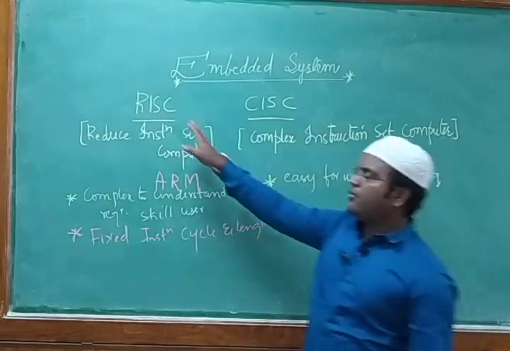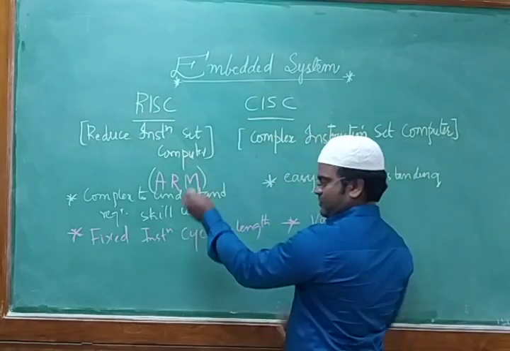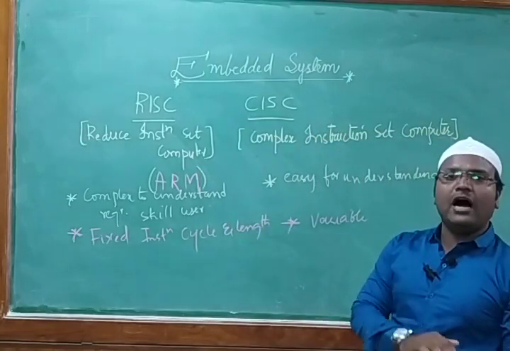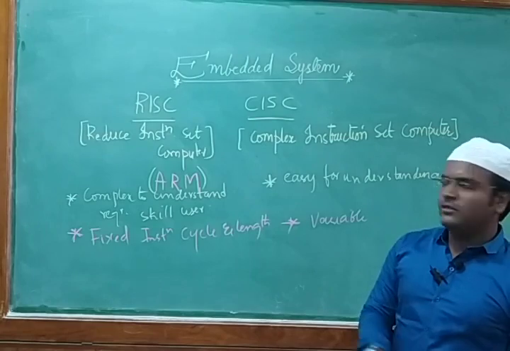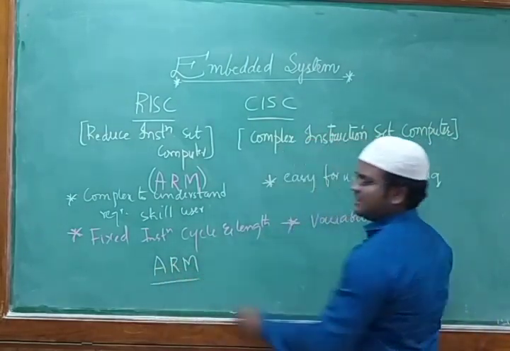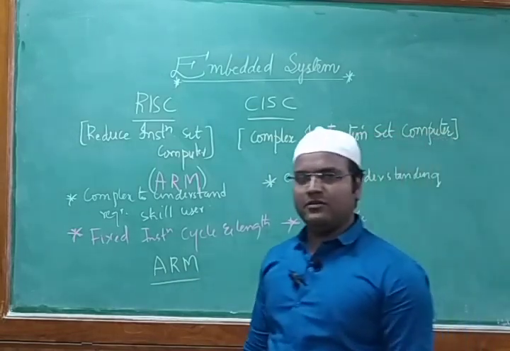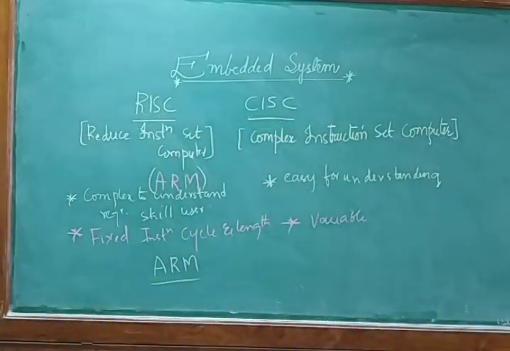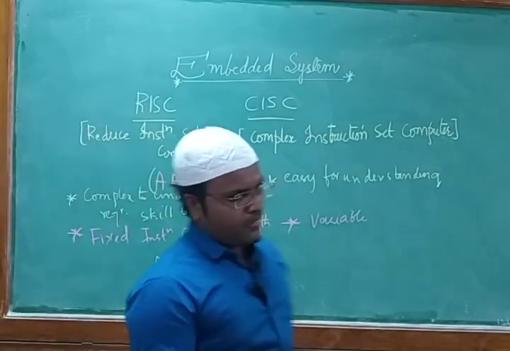Now in RISC we have the ARM processor. In Unit 2 you're going to learn how the ARM processor is used in embedded systems. ARM has been designed by an organization. Why have they designed this kind of ARM processor? It has been designed using von Neumann architecture or Harvard architecture. ARM stands for Acorn RISC Machine. So what is the full form of ARM?